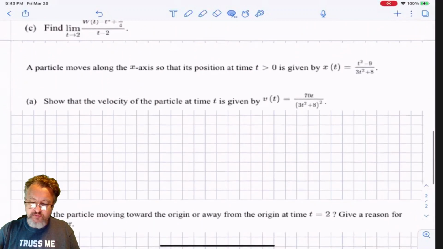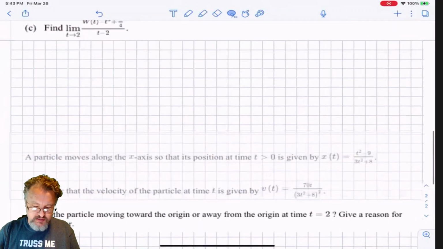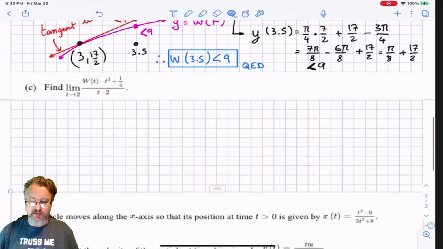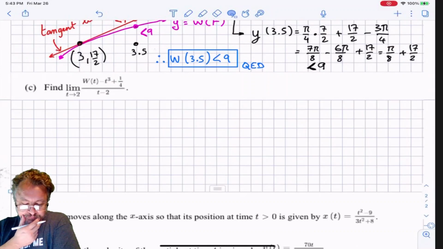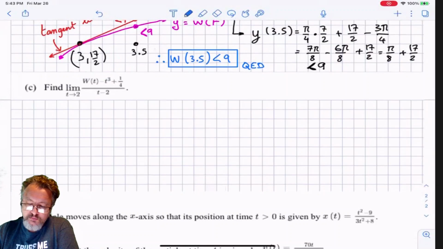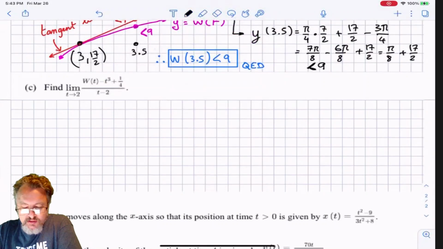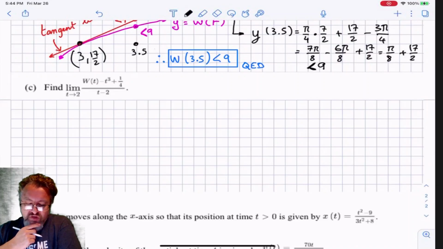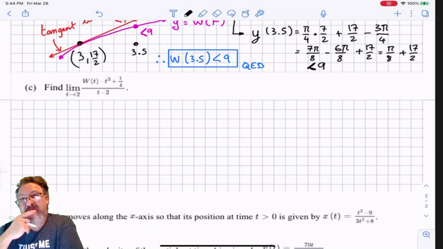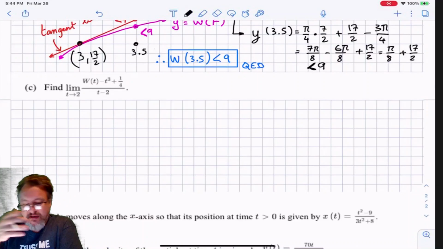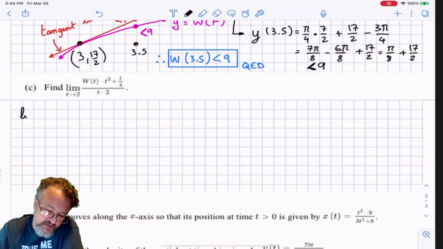Let me make a little bit more room by moving this thing down right here so that we can start with C. We have a limit right here. We want the limit as t approaches 2 of w(t) minus t cubed plus 1/4 over t minus 2. Oh, look at this denominator. When t approaches 2, the denominator is going to approach 0. I wonder, am I going to have to use L'Hopital? But it's unit 4, so maybe not. We'll see. Let's try to see what this is equal to.